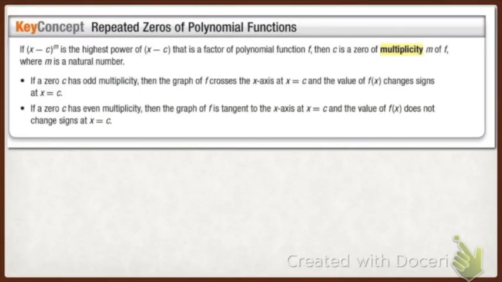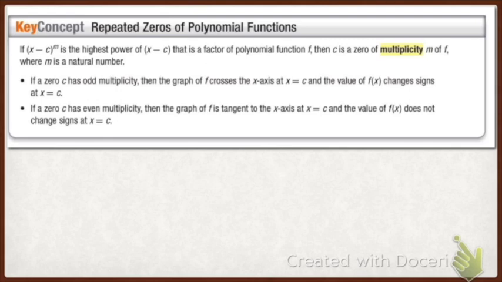Here we have repeated zeros of polynomial functions, and you've seen this before. So if we do a factoring, we get x minus c, x minus some number raised to a power. Then c is a factor and it has a multiplicity of whatever that exponent is. So when you get a binomial raised to a power as one of your factors, that number inside has a multiplicity. We call it the multiplicity of it.